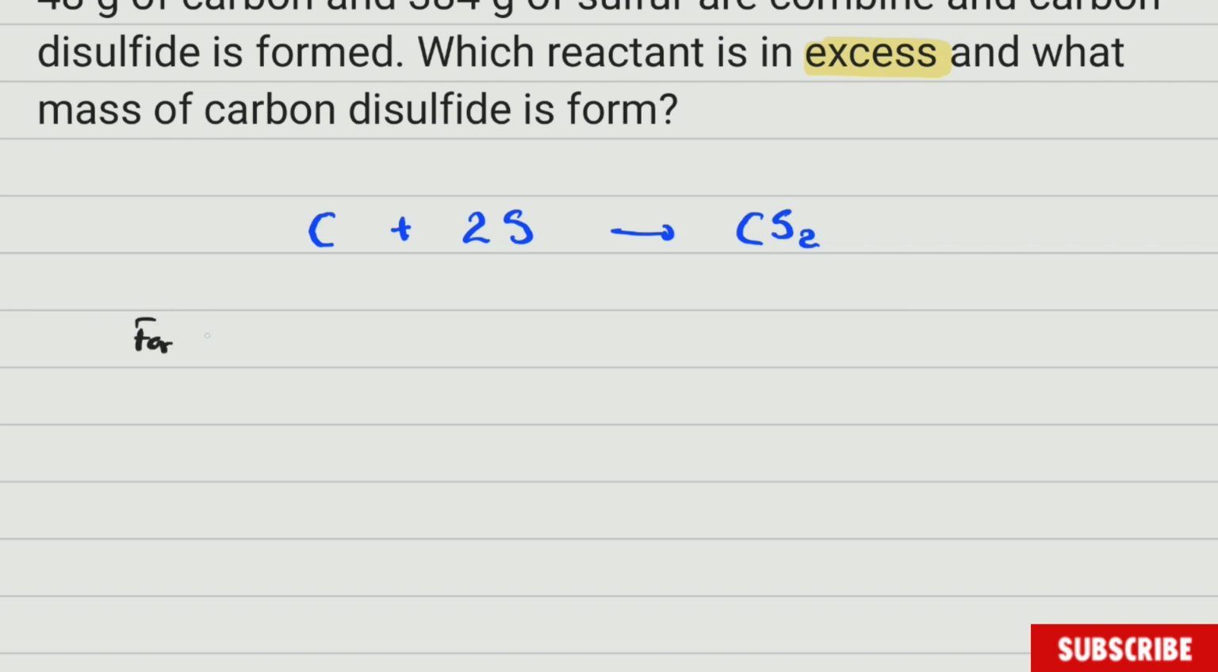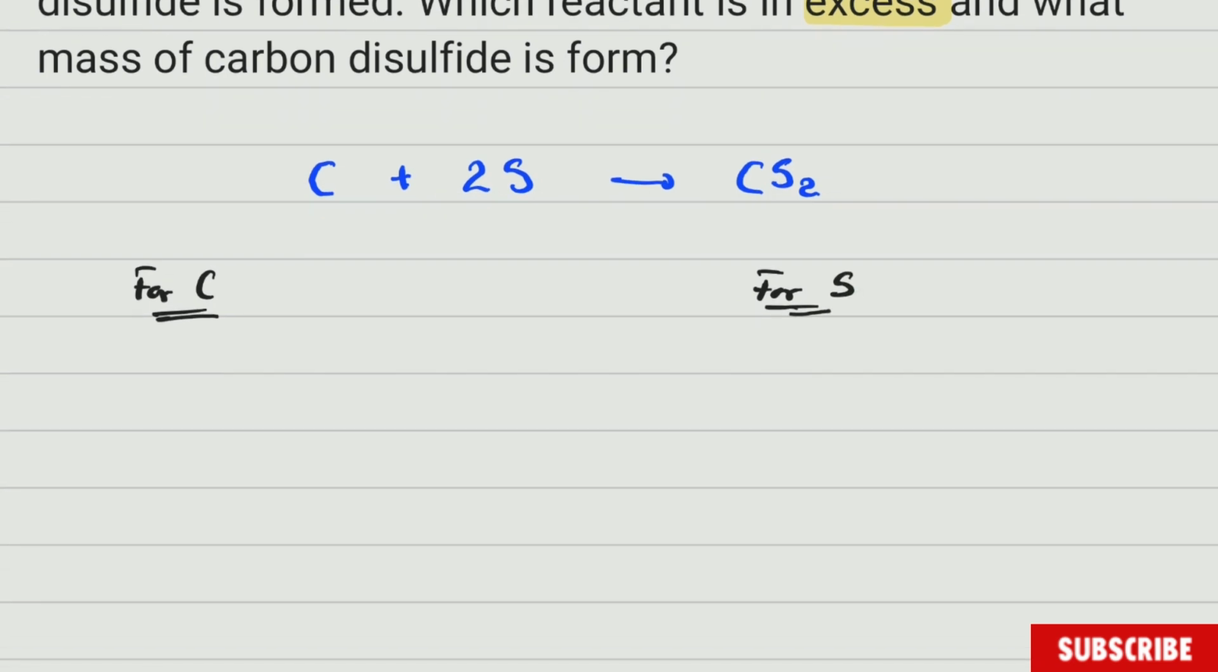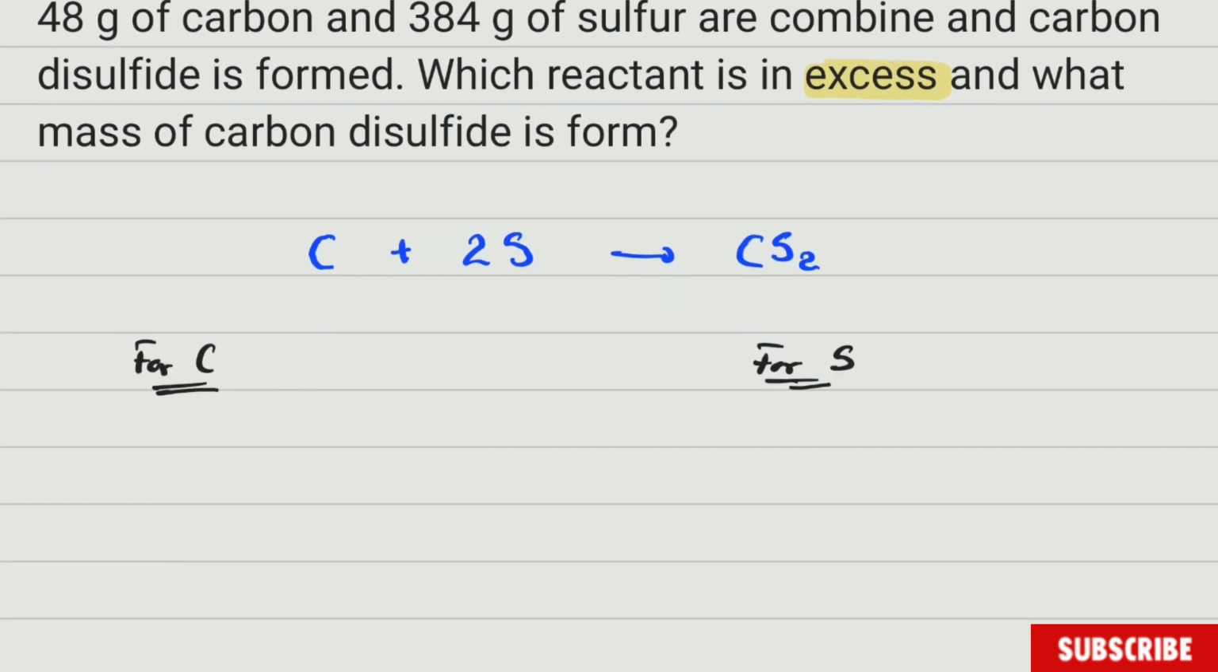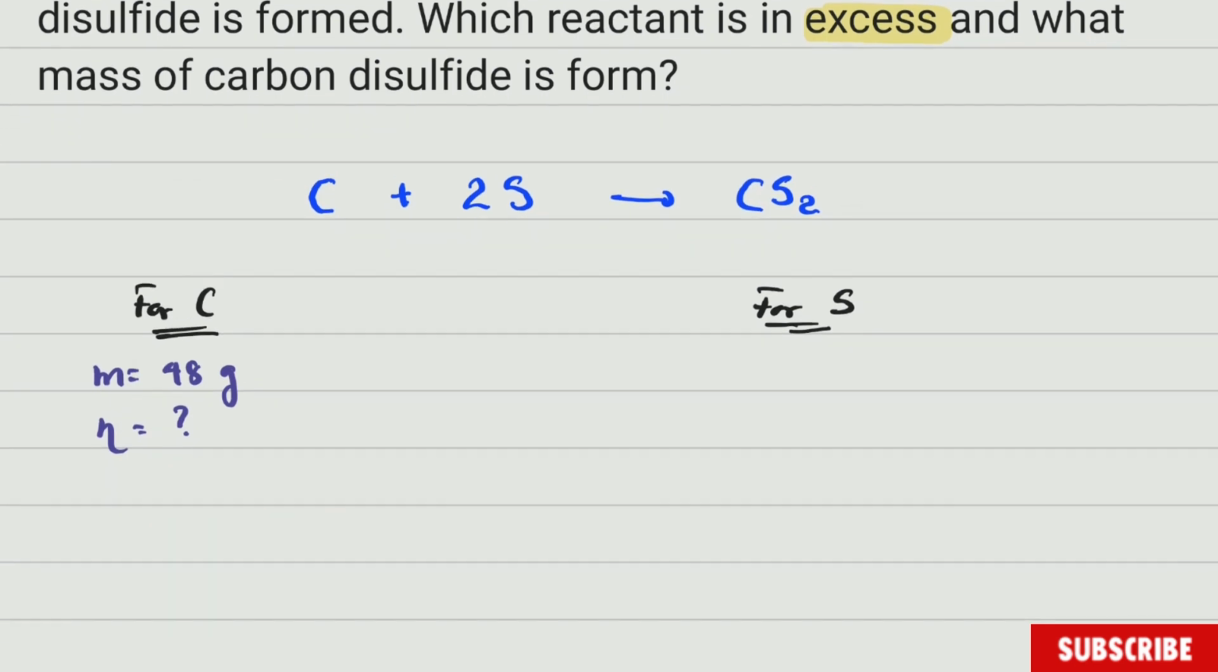So for carbon, and for sulfur, let's work separately like this. For carbon, we have the mass. Mass is equal to 48 grams. We're looking for the number of moles of carbon, guys. Number of moles is equal to mass divided by molar mass of carbon. This is quite simple. It is 48 divided by 12, and that will give me 4 mole.